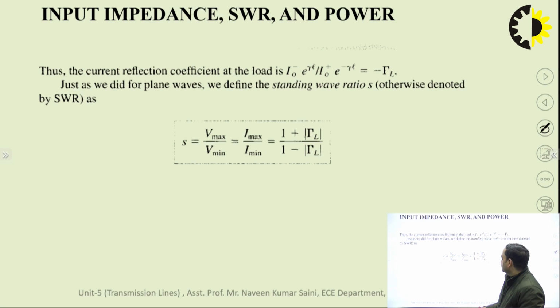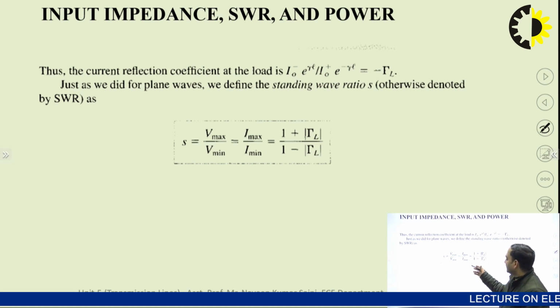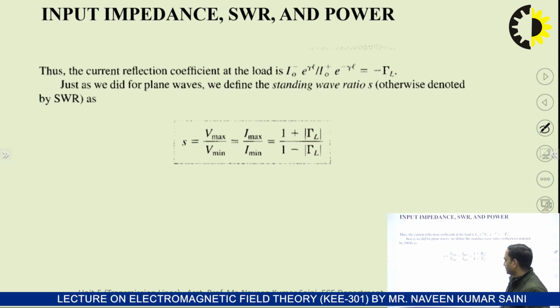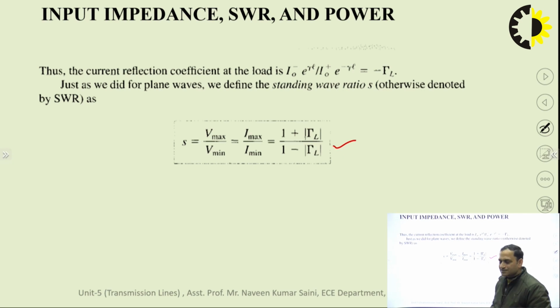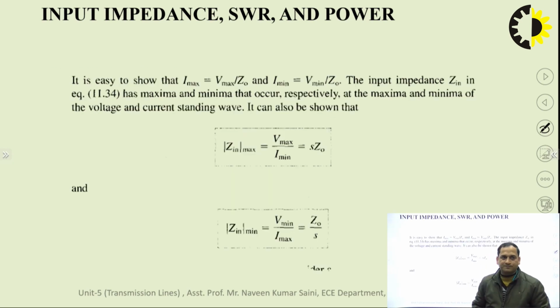In this way we can find the maximum value of voltage, Vmax, and the minimum value Vmin, and the maximum and minimum values of the current. This ratio is nothing but the standing wave ratio, and the expression we get is SWR equal to 1 plus gamma L upon 1 minus gamma L. So this is the reflection coefficient, and this one is the standing wave ratio.